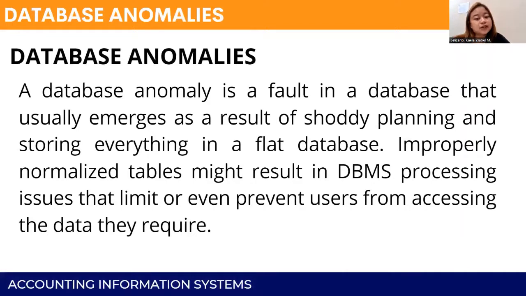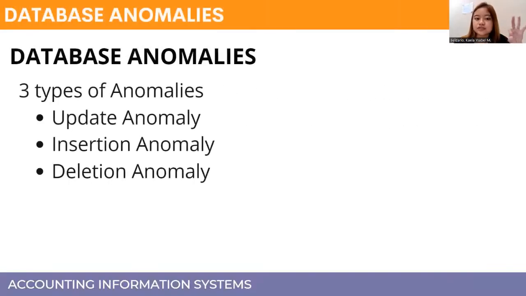So a database anomaly is a fault in a database that usually emerges as a result of a shoddy planning and storing everything in a flat database. Improperly normalized tables might result in DBMS processing issues that limit or even prevent users from accessing the data they require. There are actually 3 types of anomalies.